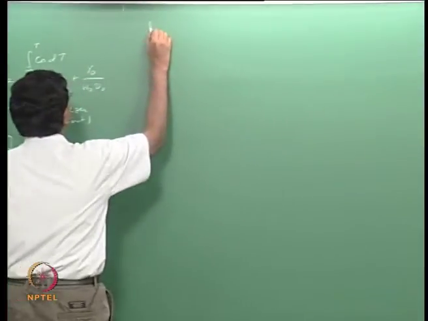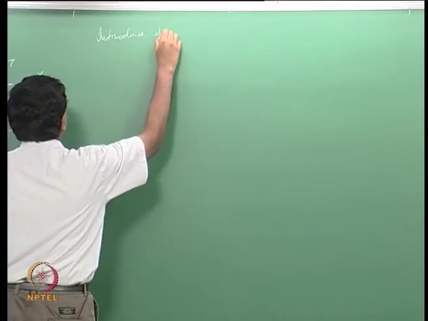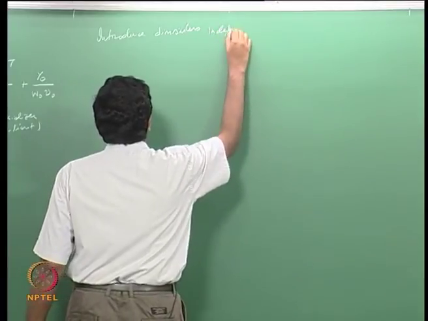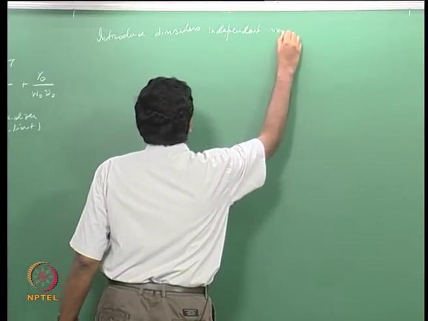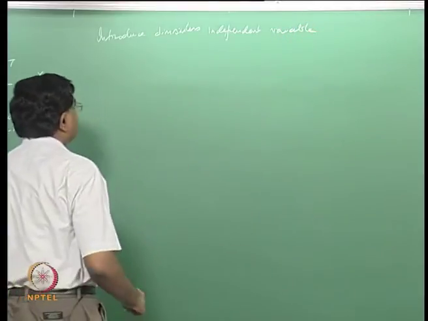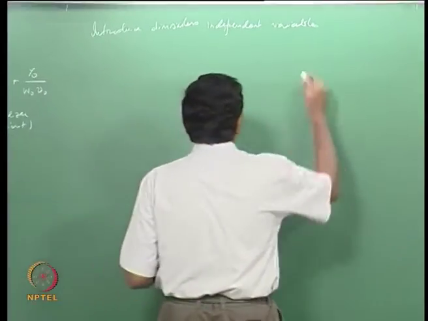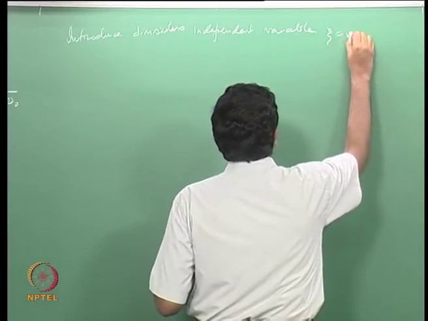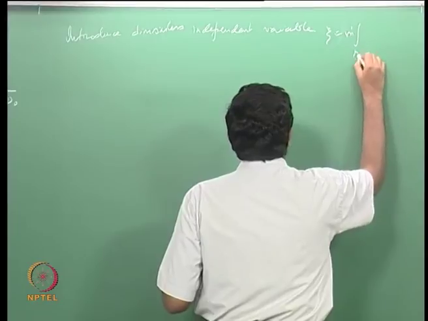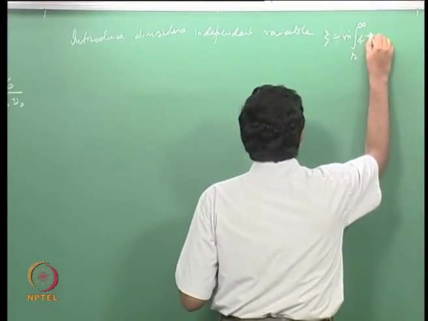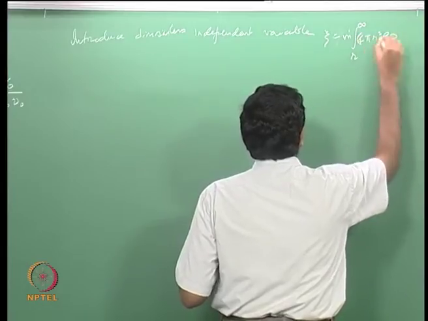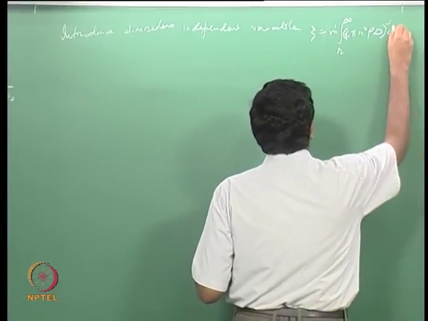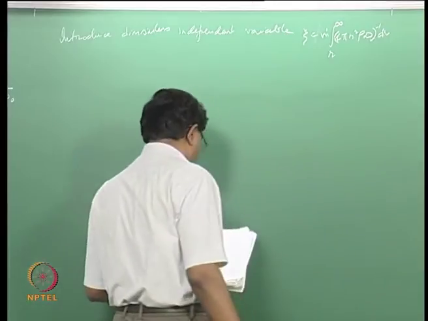and we will try to make it look even better by introducing a new dimensionless independent variable psi, equal to m dot times the integral from r to infinity of 4 pi r squared rho d to the negative 1 dr.